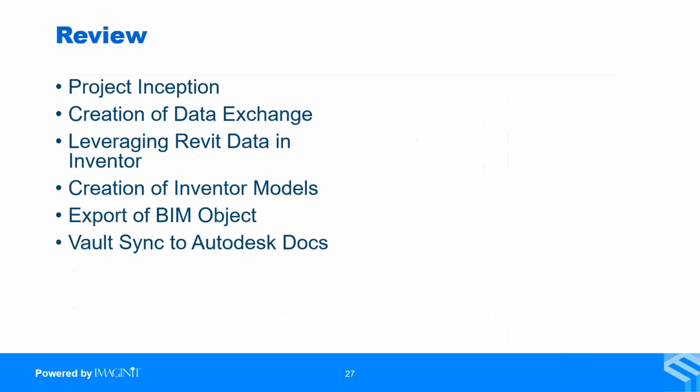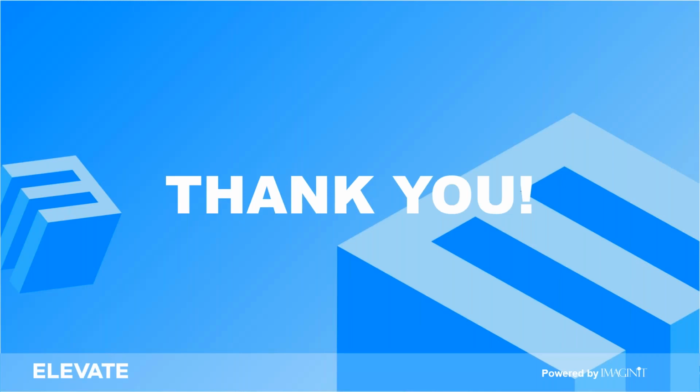So just to kind of review, this is what we talked about a little bit, right? The idea of project inception, figuring out those standards, what is going to be exchanged, how are we going to exchange it? And then when we got down to the nitty gritty, we said, okay, here's how we do it. There's the creation of the data exchange, leveraging that Revit data in Inventor, taking an Inventor model, creating it based off of that, exporting it as a BIM object, and then finally syncing that up with Autodesk Docs. So we're able to round trip that information, move all the way through, sharing that at each point. So that's the presentation we wanted to go through and give you a sense of how you could do that.